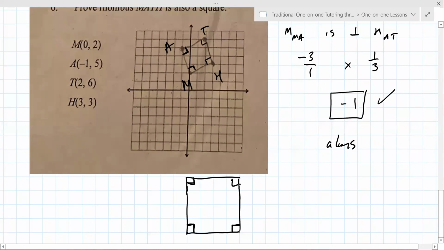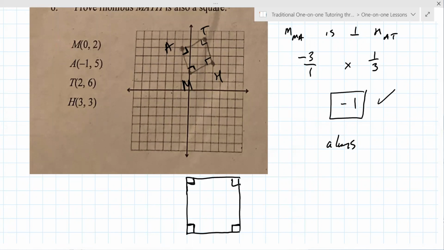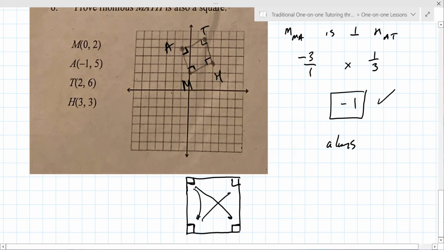But one gets you all of them because you already know it's a parallelogram. One gets me all of them because I already know it's a parallelogram. Because you start mapping them like, oh, that gets you that and that gets you that. You don't have to find all the slopes.